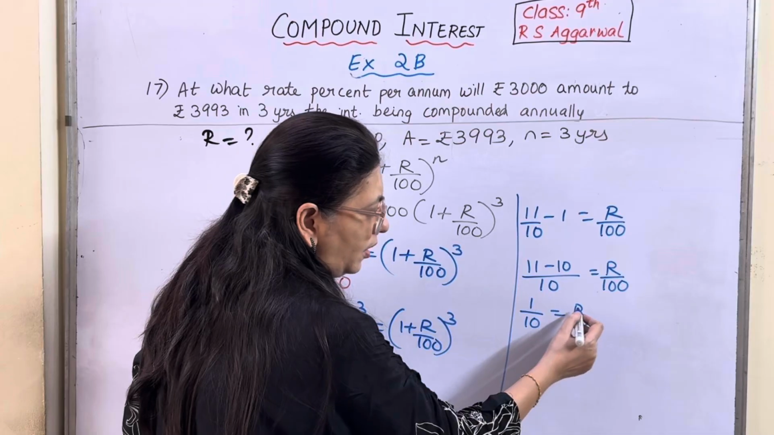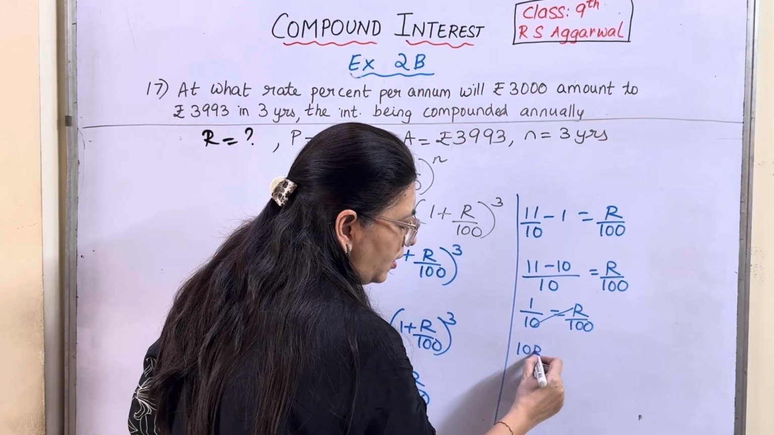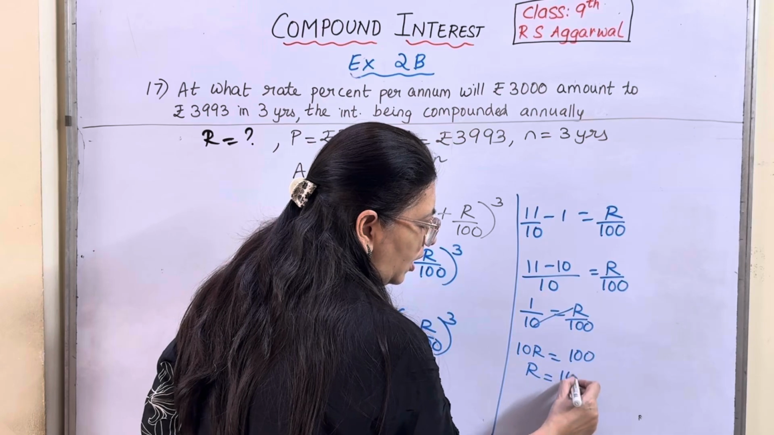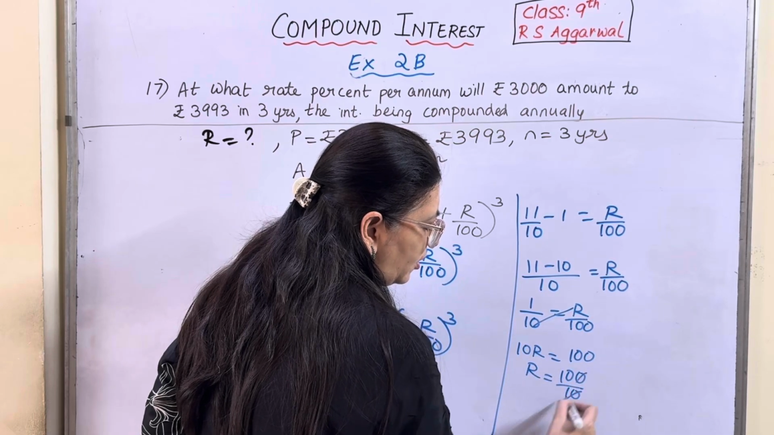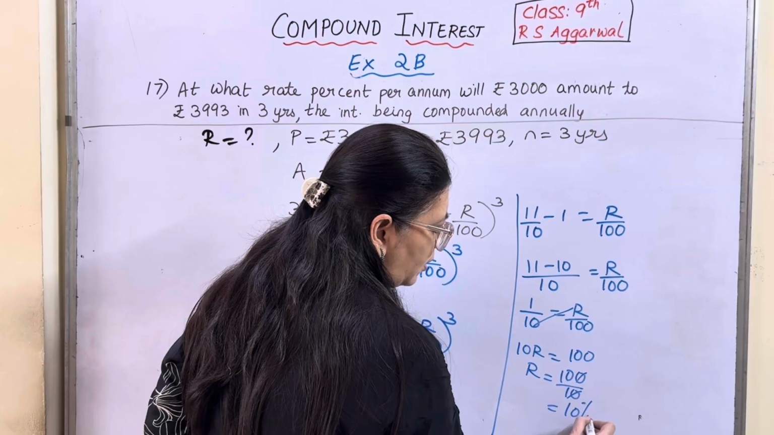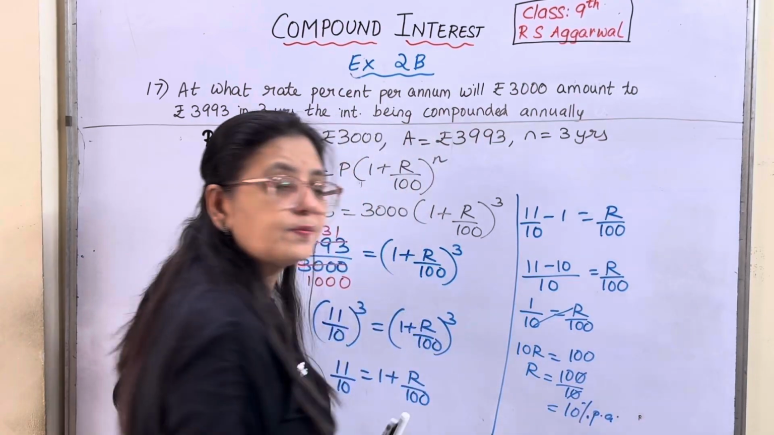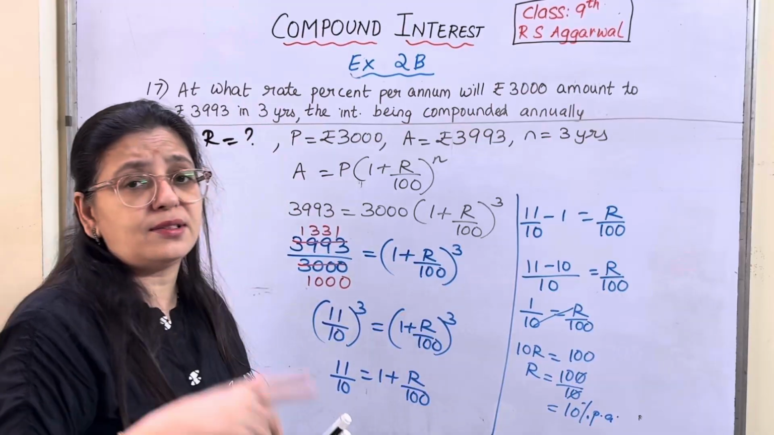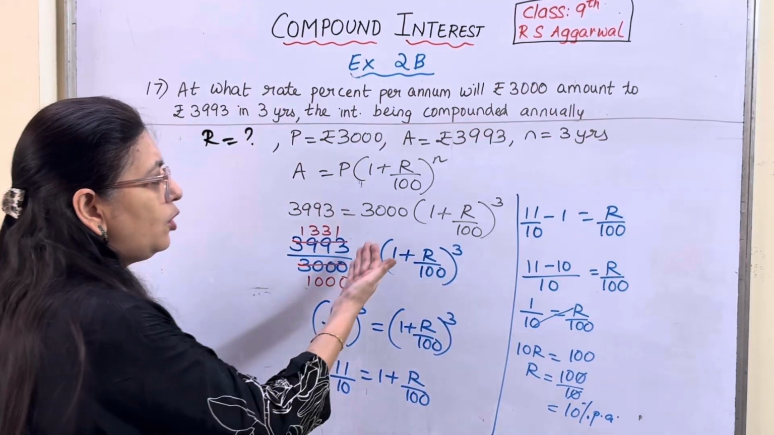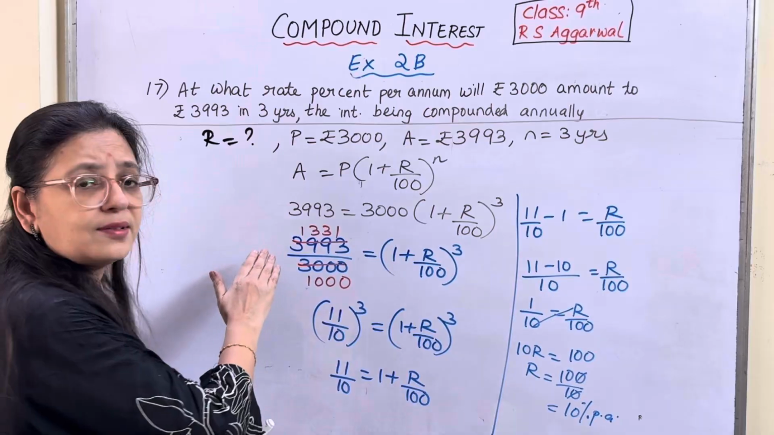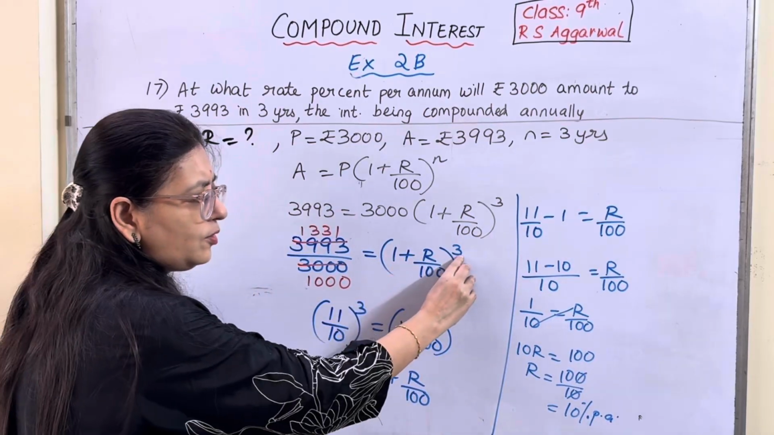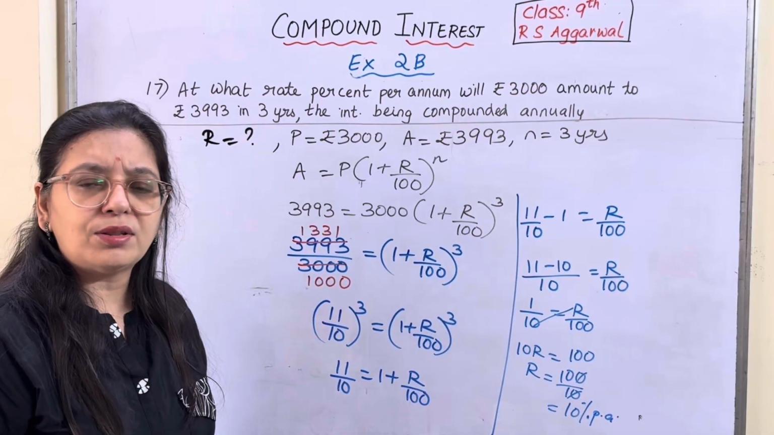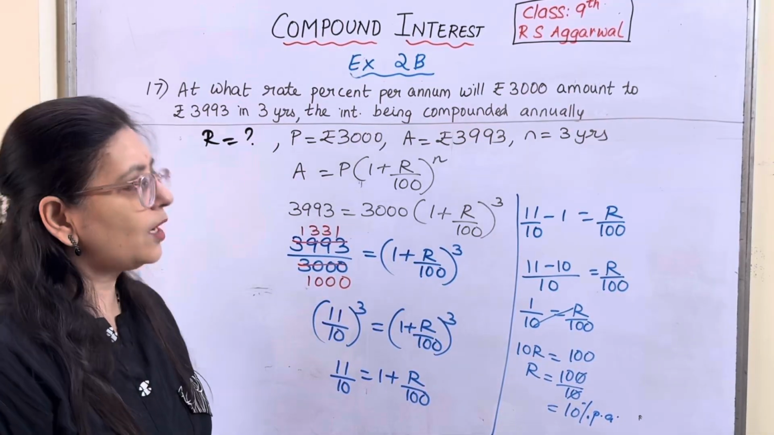How will you find R? Multiply. 10R is equal to 100. So R is equal to 100 divided by 10, which is 10% per annum. I hope it's clear. We have just used the formula. The only thing, even this sum is important, children. You have to transpose 3000 to this side, reduce it, and this cube tells you to find. If you don't know, use the prime factorization method and find the cube. Okay? Come on, let's go to the next.